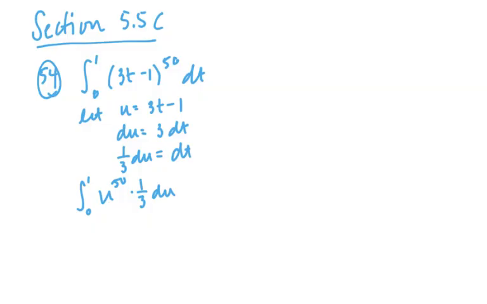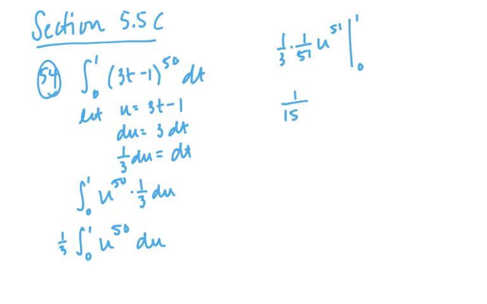We keep the same bounds because we're going to do exactly what we did before. I'm going to pull my 1/3 out front. U to the 50th du. So we're going to integrate, and this becomes u to the 51st. We have 1 over 51, and we have a 1/3 out front. And now the bounds are from 0 to 1. So we have 1 over 153, and u is (3t minus 1) to the 51st from 0 to 1.